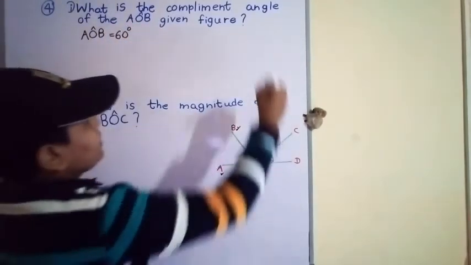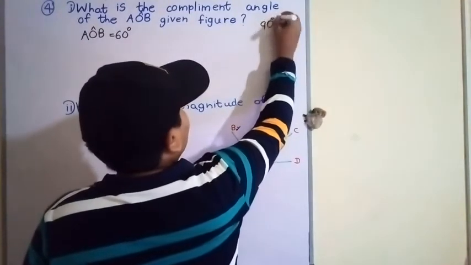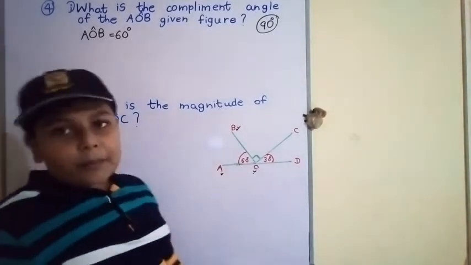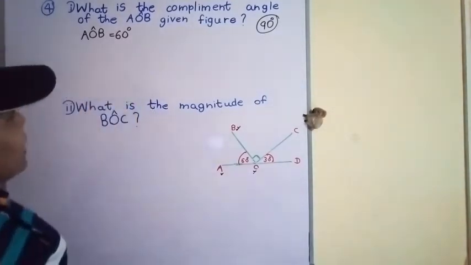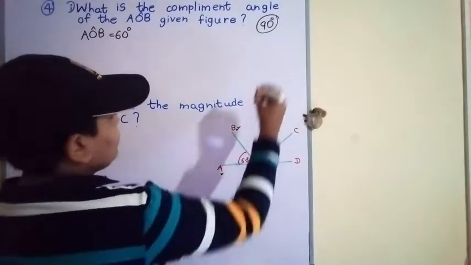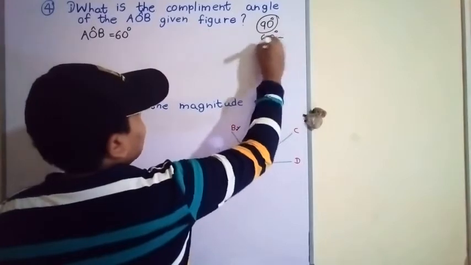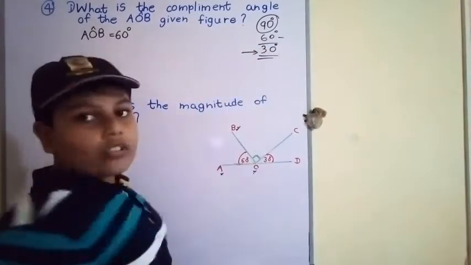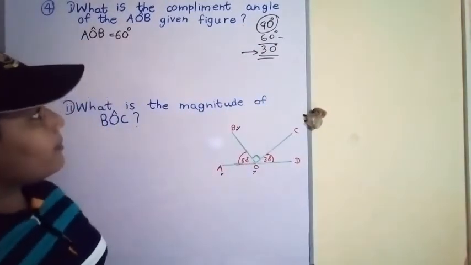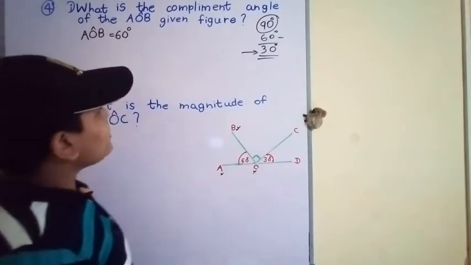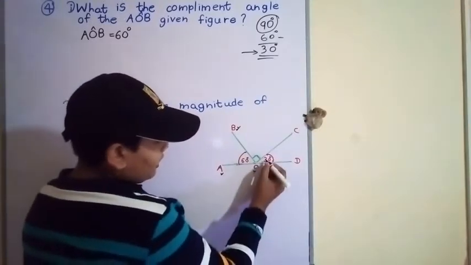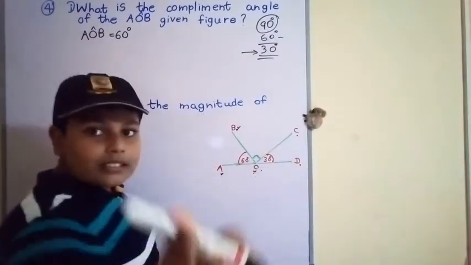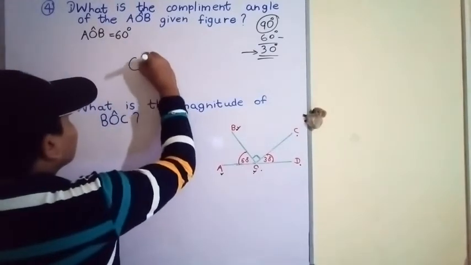Now the complement sum is 90 degrees. What is the complement angle, the pair, of A or B? You subtract, and you have the answer 30 degrees. The 30 degrees angle you want in this figure, the complement to A or B, is this one. It is COD.